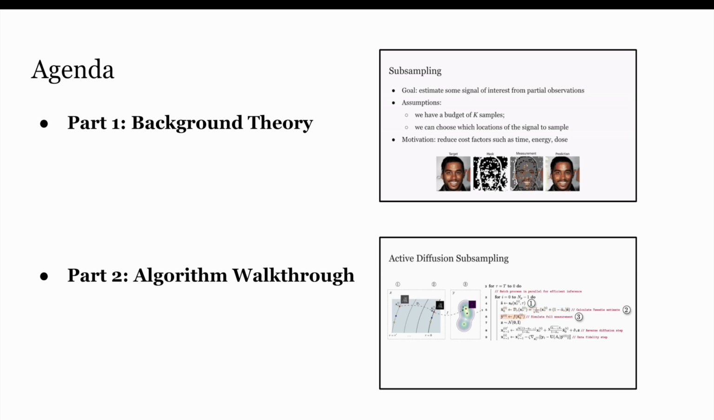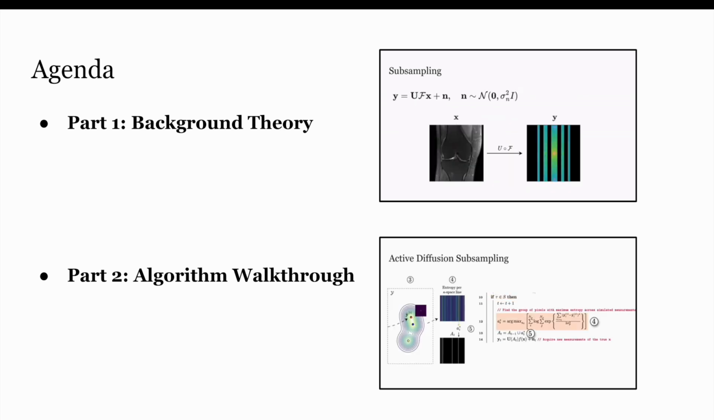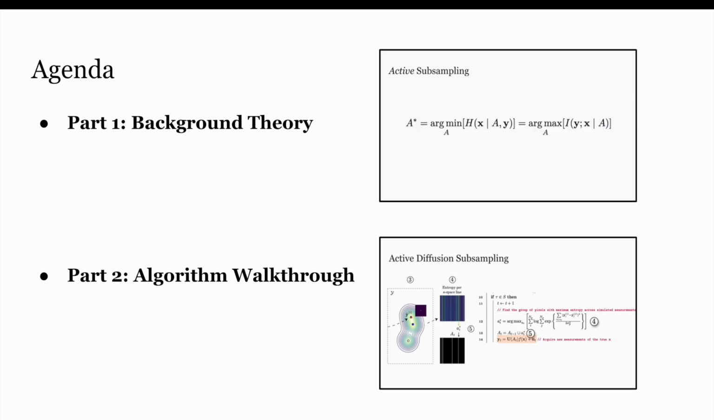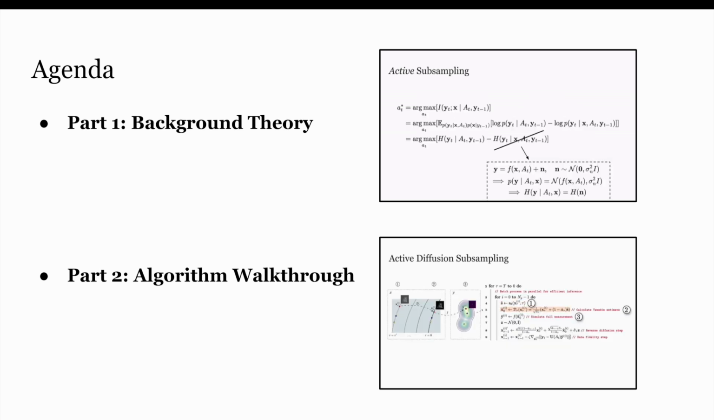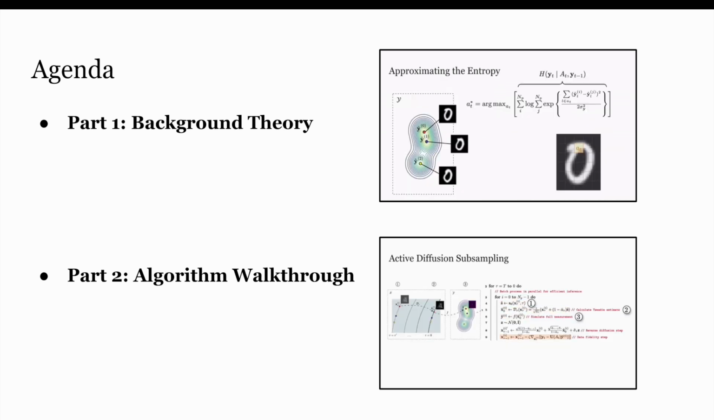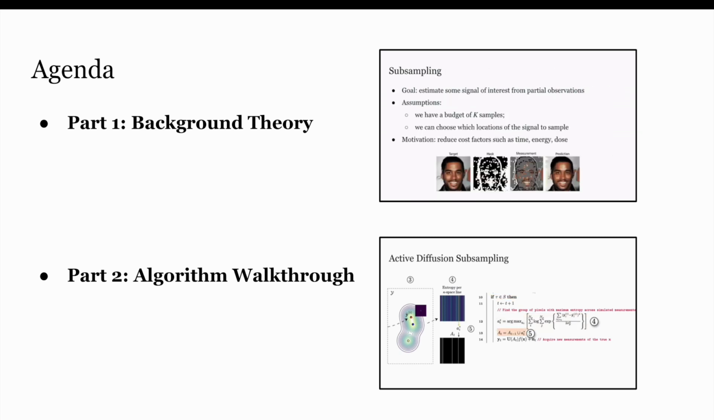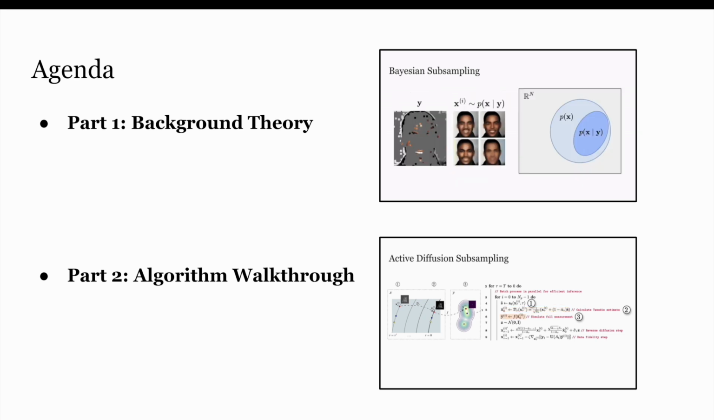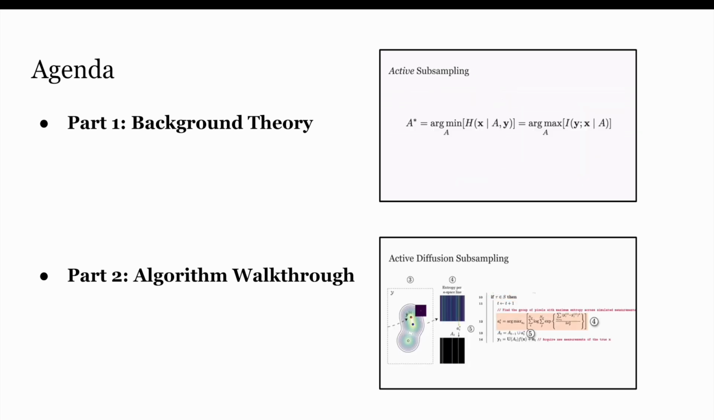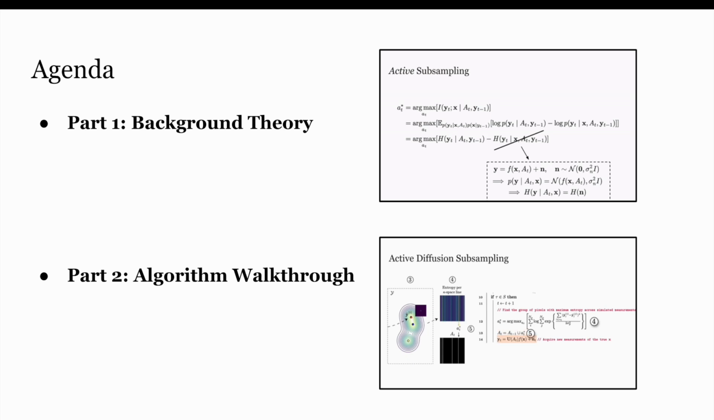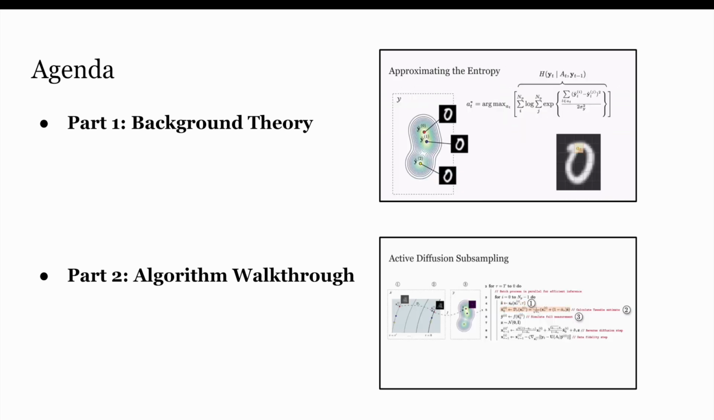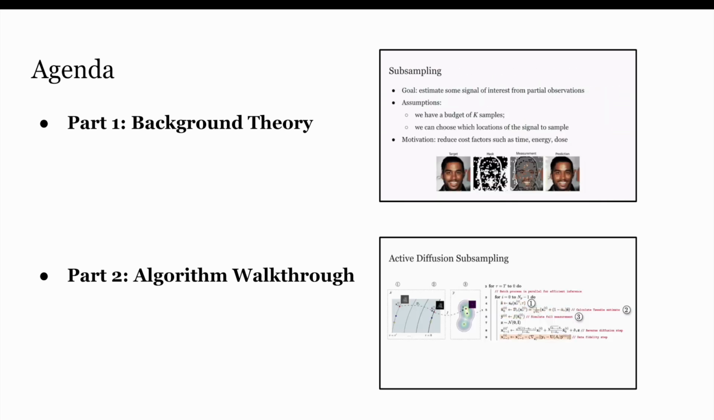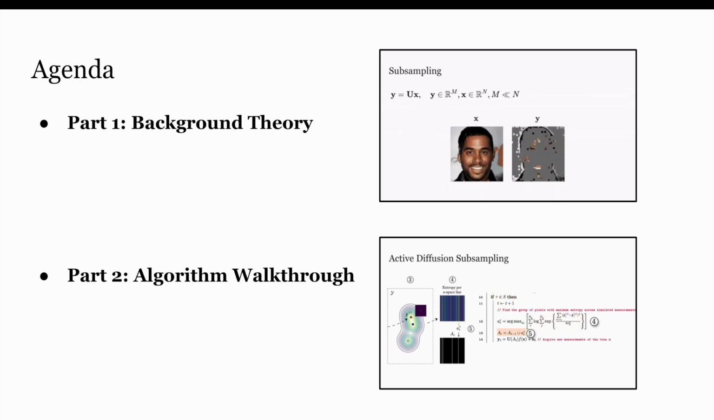So now I just have a little agenda. For the first half of the presentation or so, I'm going to cover some background theory that I think will make it much easier to understand the algorithm. And then I'll do a step-by-step walkthrough of the pseudocode of the algorithm and tie that to one of the diagrams from the paper and make sure that it's clear what's going on there. So if you're already comfortable with the background theory, feel free to skip to the second half.